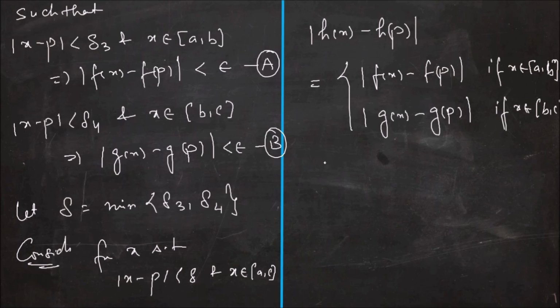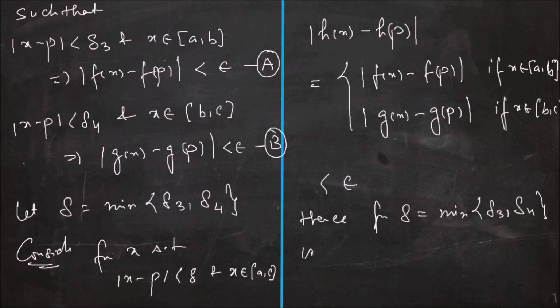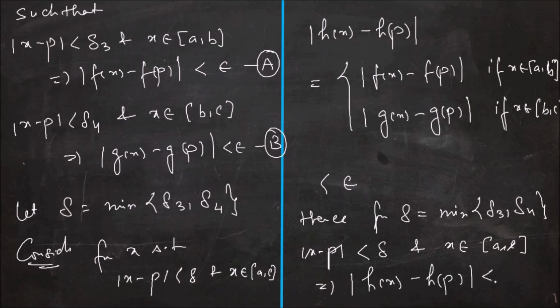And what does this imply? Both are less than epsilon whenever |x minus p| is less than delta. So this is less than epsilon. Hence, for delta equal to minimum of delta 3, delta 4, |x minus p| less than delta and x belonging to AC implies |h(x) minus h(p)| is less than epsilon. Hence, h is continuous at p. So in all the three cases we have shown that h is continuous at p. So this completes the proof of question number 3.